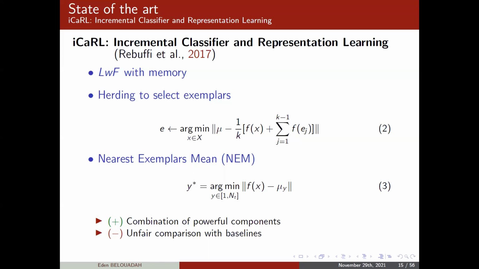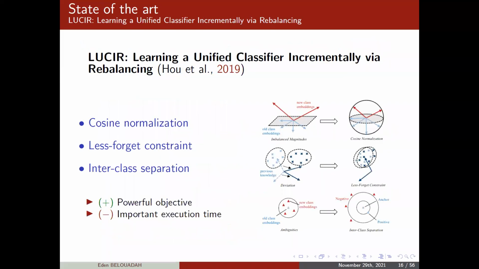So ICAR combines powerful components. However, it's based on an unfair comparison with baselines, as ICAR was tested with a memory of the past, and all the baselines were not allowed to have a memory of the past. And this leads to wrong results regarding the fact that distillation is more powerful than a vanilla fine-tuning at large scale when we have memory of the past.